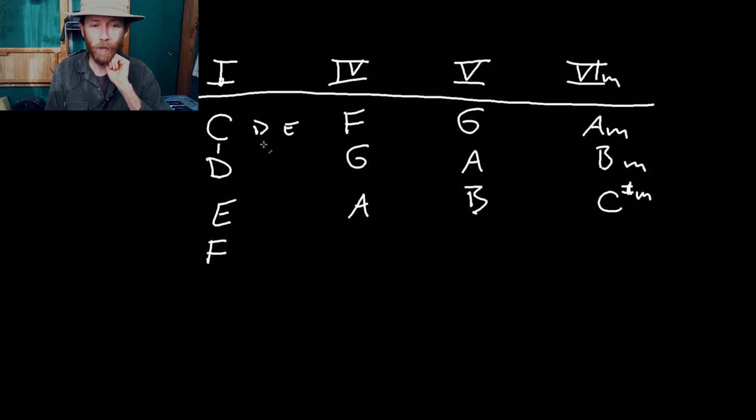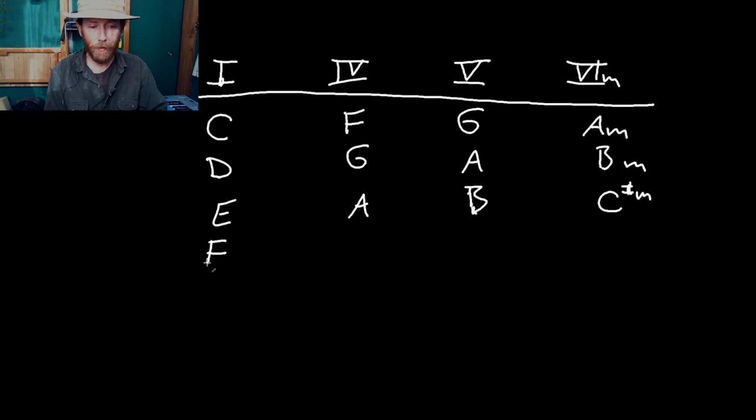So this is 1, 2, 3. Then the 4 is the F, right? And then the 5 is just going to be the next letter after that. D, E, F, G, and then A is the next letter after it. E, F, G, A, B is the next letter after it. Same thing with the 6, you just go one further letter, right? It works most of the time. In the folk keys, this will work great.